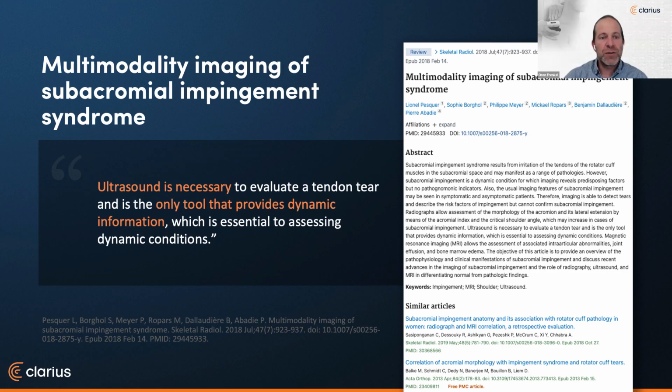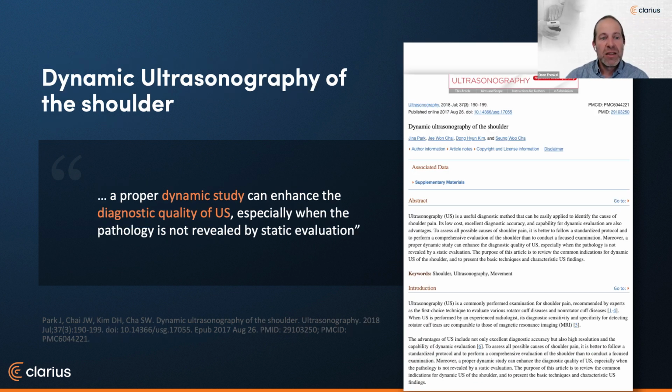To set the stage of our discussion, I wanted to review a few highlights in the literature, specifically around dynamic testing. This first paper was a review article that highlights, particularly for subacromial impingement, how essential dynamic ultrasound is, beyond other more static imaging techniques, for identifying the pathology of subacromial impingement syndrome and figuring out exactly how and why patients are experiencing those symptoms. This next article shows how a proper dynamic study enhances the diagnostic quality of shoulder ultrasound.